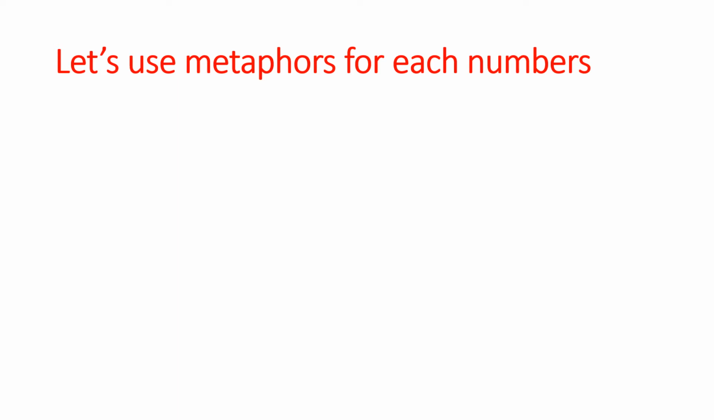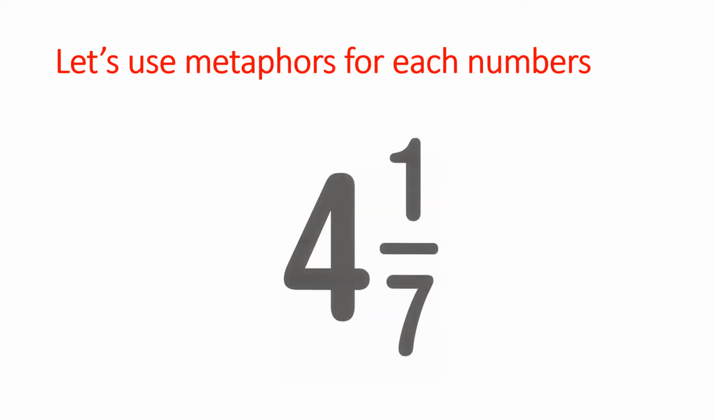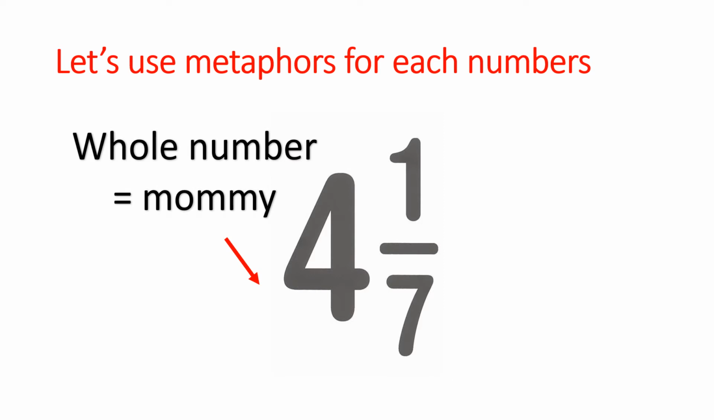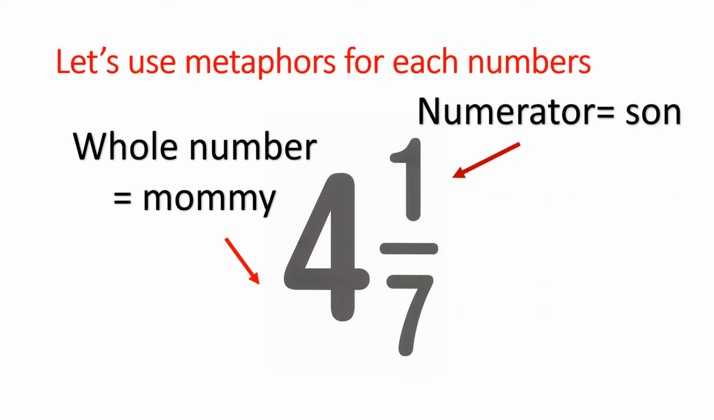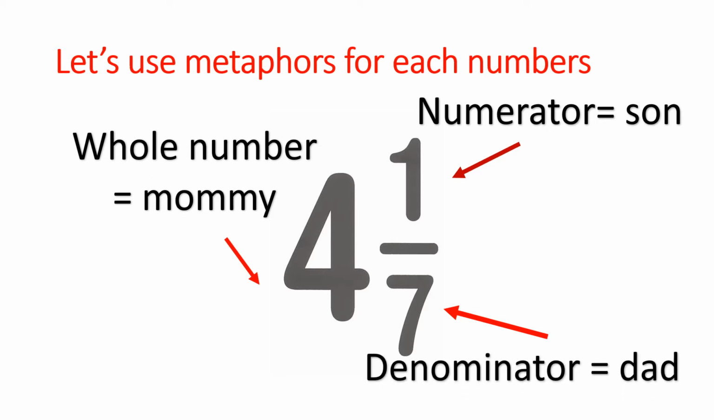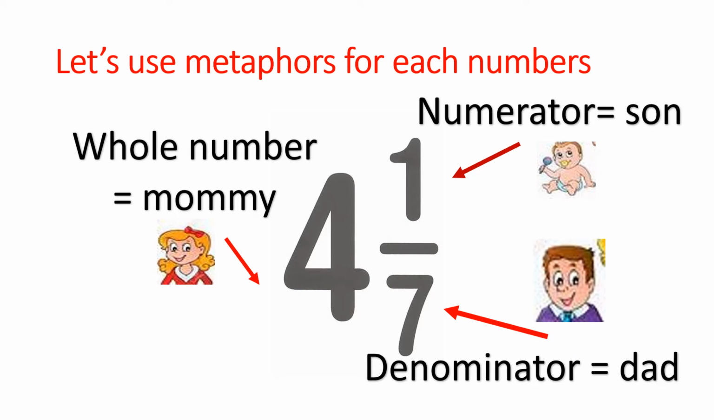Let's use metaphors for each number. Here we have a mixed number of 4, 1/7. Now 4 is the whole number. She's the mummy. 1 is the numerator. He's the son. And 7 is the denominator. He's the dad, and he remains unchanged. That is your family's name. Now I repeat. Mommy. Son is the numerator, and denominator is the dad.